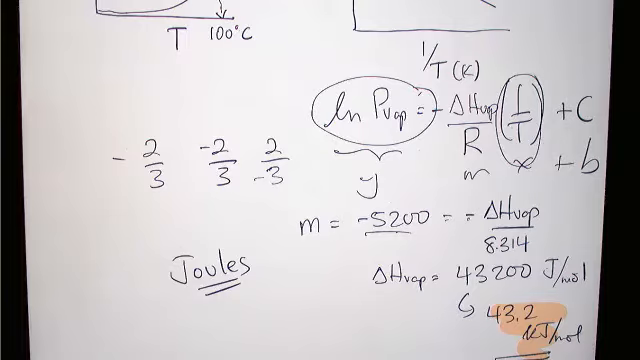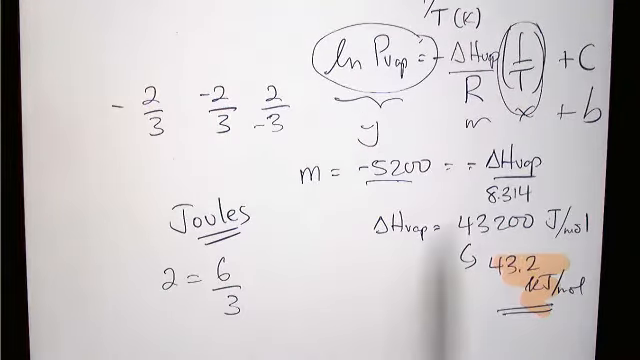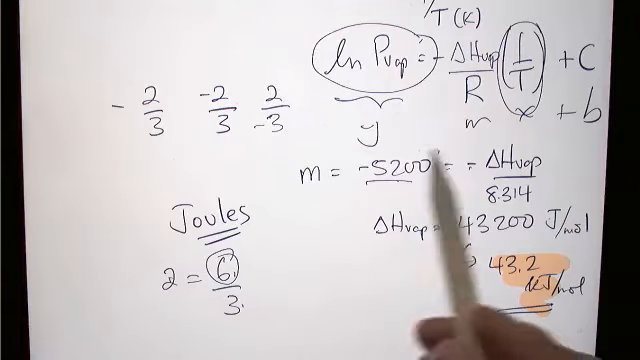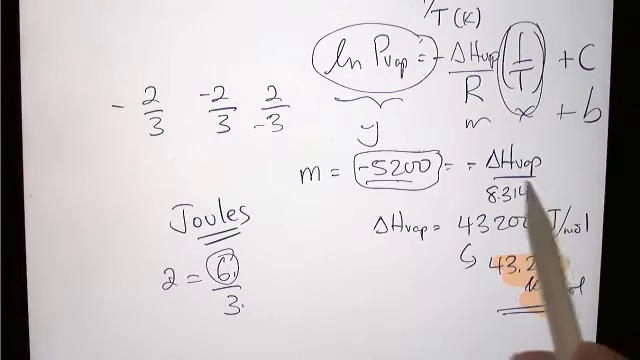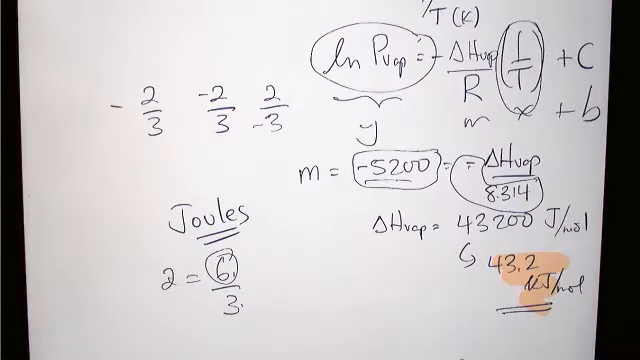Mr. Patnode, could you explain how you got to the 43,200 part again? So go to the side of your paper and say 2 equals 6/3. We're looking for delta H, which is like looking for the 6, isn't it? Yeah. 2 times 3 is 6. Oh, okay. So negative 5,200 times negative R will give me delta H. All right. Thank you. You're welcome.